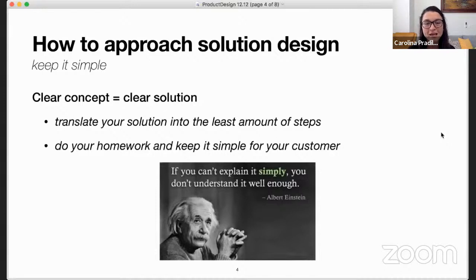So if you do your homework and you keep it simple for your customers, they will not only appreciate it a lot, but they will keep coming back, and that will almost guarantee word of mouth, which is one of the most powerful ways to grow and expand a business.